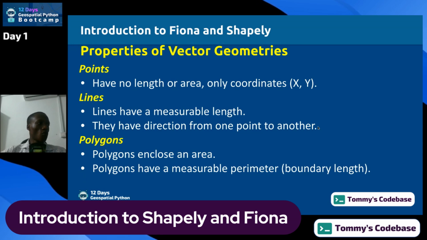And then there are also polygons, which enclose an area. So polygons have the area property, and they also have the property of the perimeter. That is, you can calculate the length of the boundary. The perimeter is the length of the boundary that encloses that particular area.